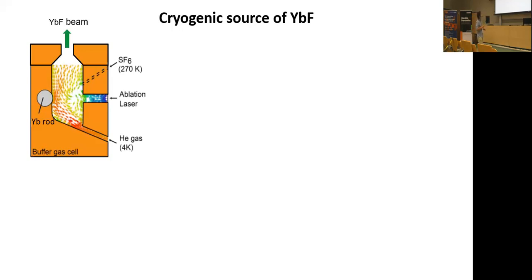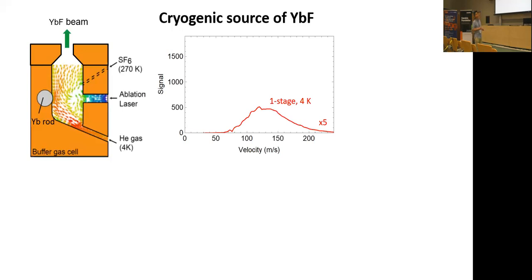By doing this, we have a much slower beam compared to the supersonic source. We have recently upgraded the cryocooler. This can be cooled down to 1 Kelvin, and we have even slower molecules.